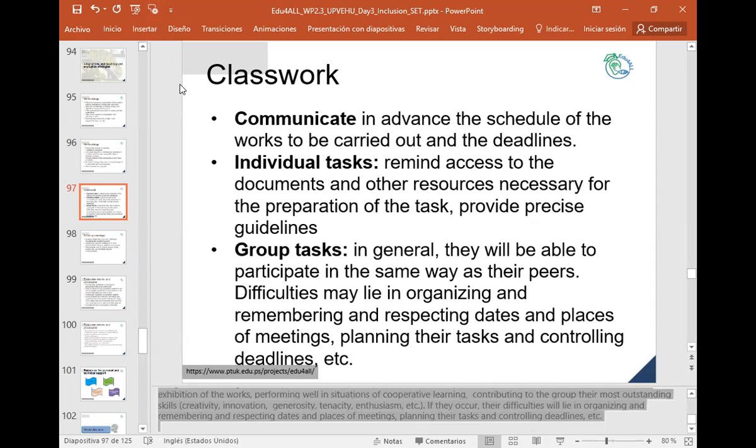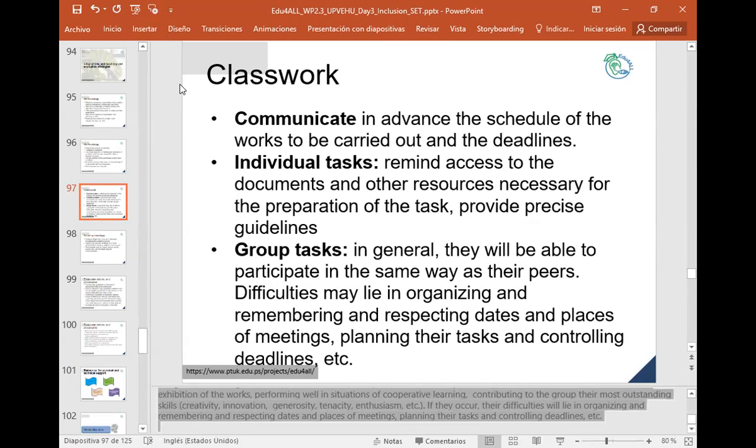For the classwork, communicate well in advance the schedule of the works to be carried out and the deadlines so that they have enough time to organize. Make sure they have the information in mind and notify them personally of any changes. In individual tasks, they do not need to have problems.